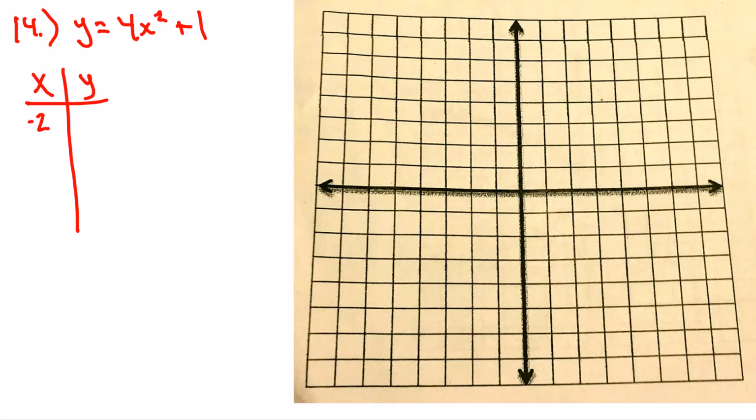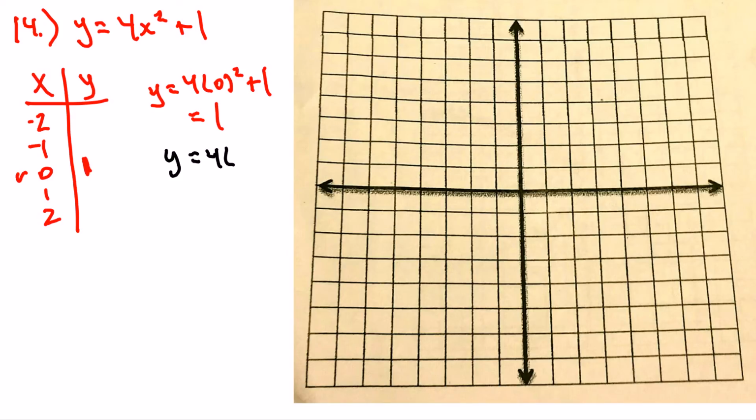I'm going to pick negative 2, negative 1, 0, 1, and 2. I plug in 0, I get 0 squared. Alright, I'm going to get 1, because 4 times 0 squared is 0, plus 1 is 1. So I have 1 here. Remember, that's my vertex. Can't do nothing with that. Now I'm going to plug in 1. 4 times 1 squared plus 1. 1 squared is 1 times 4. So I get 5. Remember, 5 rainbows over to negative 1.